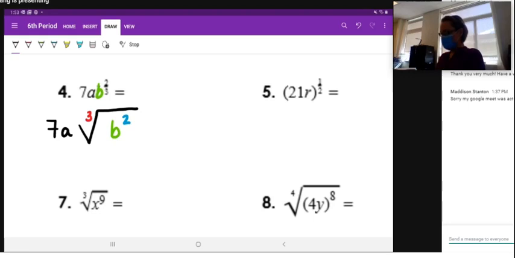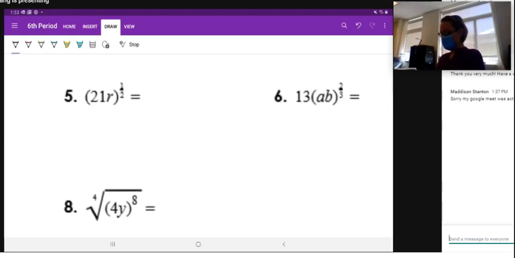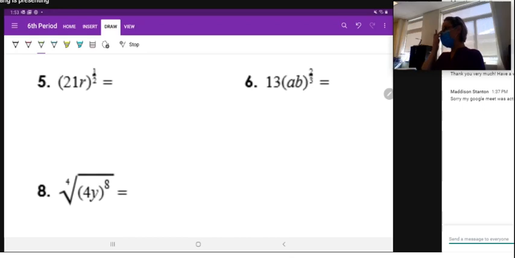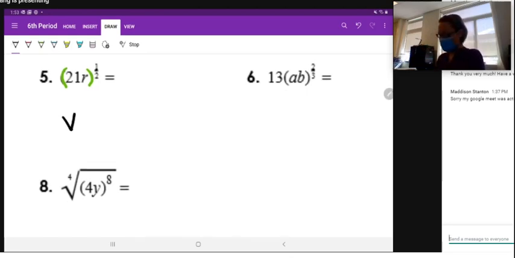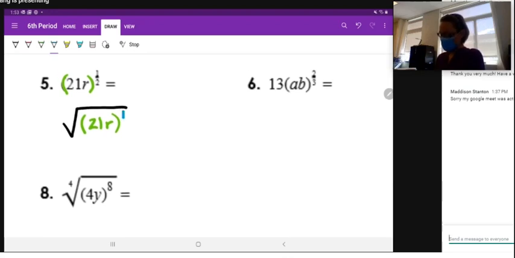All right, number 5. Number 5 is a little bit tricky because it has parentheses. So when I ask this question, what is the base of that exponent? Your answer better be 21R. But even more importantly, it's not just 21R, it's also those parentheses. This is kind of a weird algebra concept, but the parentheses are part of the base. So when we write our radical and put our base inside, we need to have those parentheses there too, at least at first. The exponent is 1 and the index is 2.